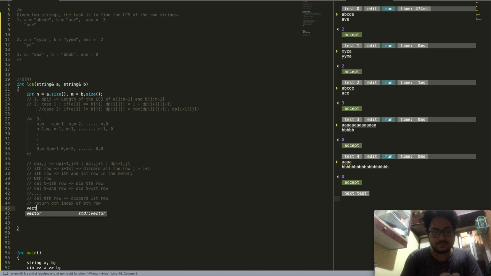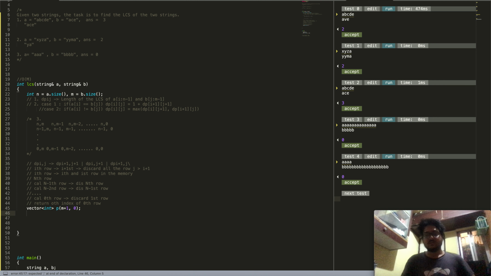Let's have an array that represents the nth row initially, and it will be of size m plus 1, and we will initialize it with 0. Since the nth row, if you remember, was our base case, and for i equals n, dp of i comma j is equal to 0, that's why we are initializing the nth row with value 0. Now we'll iterate over all the rows starting from i equals n minus 1 and go all the way down to the 0th row.